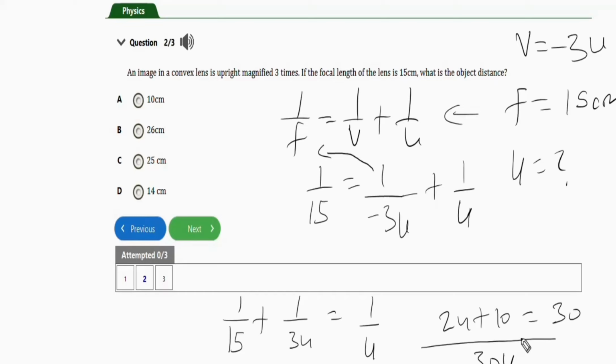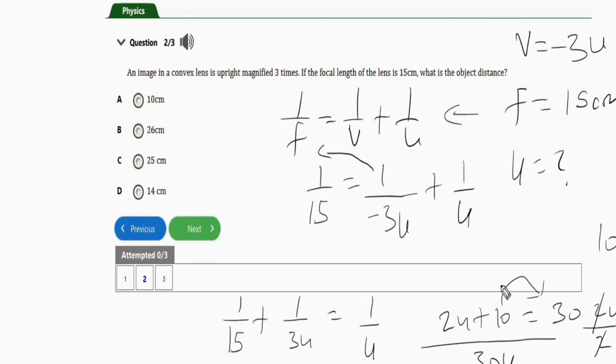So you make u the subject of the formula. This 10 goes over the equality sign and you change the sign to negative. So 30 minus 10 will give you 20. So you are left with 2u equals 20. So divide both sides by 2. So our u will be 10 cm. Okay, so the correct option in this question is what? Option A, 10 cm. Alright, so that's it for this question.